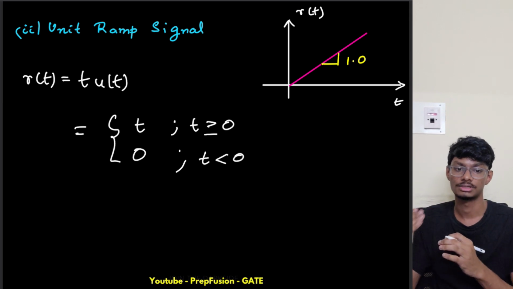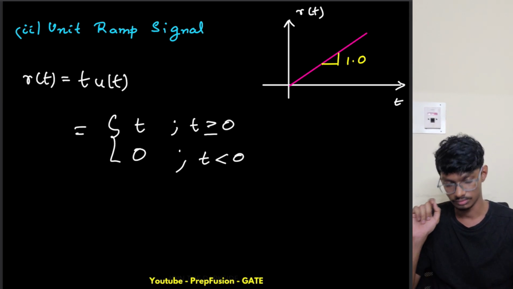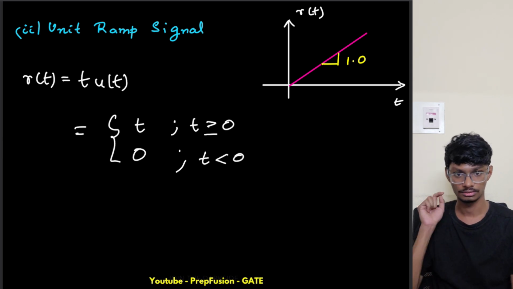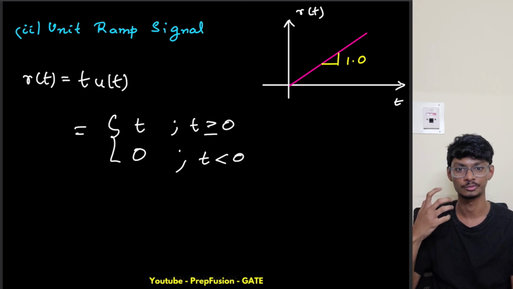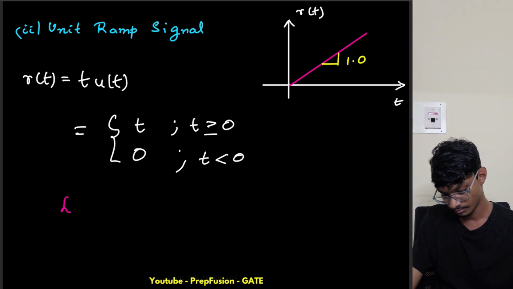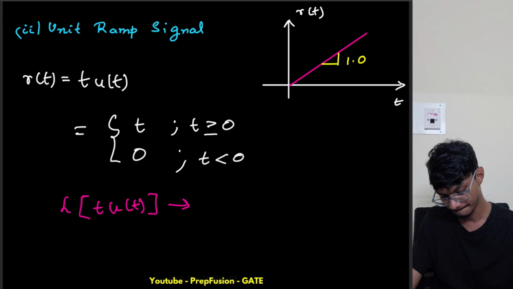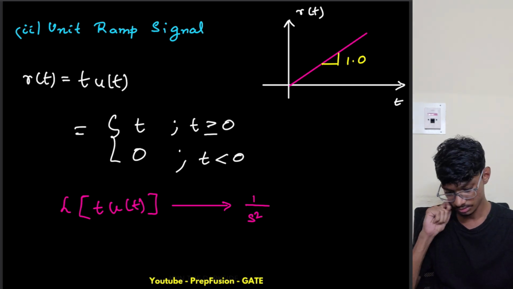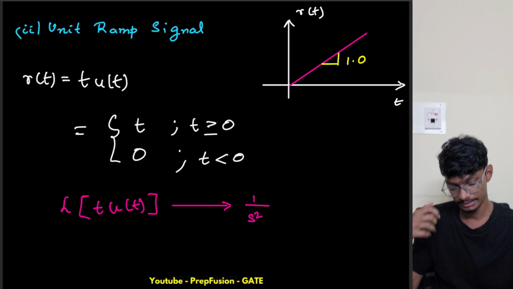So what is the Laplace transform of this? Okay, so I will write the formula directly here. Homework for you is to prove it. I hope you can prove this at least. Some things you should do by yourself. So what is the Laplace transform of a ramp signal, t times u of t, basically? It is basically 1 by s square.